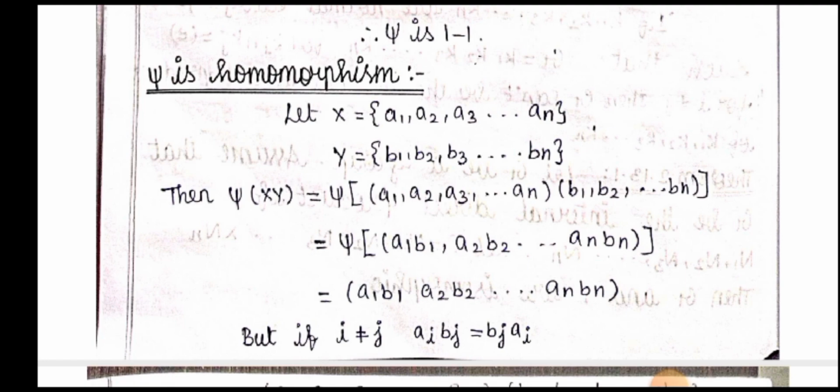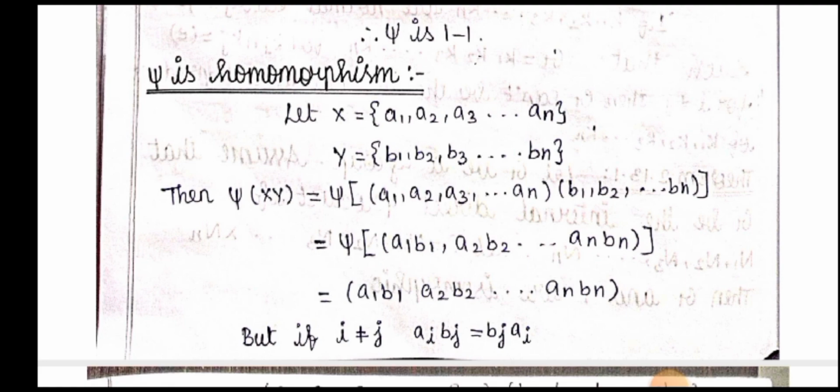And now we see whether this psi is a homomorphism. Again, to prove homomorphism, we take two elements from the domain. We name them x and y, such that x is equal to (A1, A2, and so on, An) and y is equal to (B1, B2, and so on, Bn). Then we have to prove that psi of xy equals psi of x into psi of y. Then psi of xy is equal to psi of (A1, A2, and so on, An) into (B1, B2, and so on, Bn).